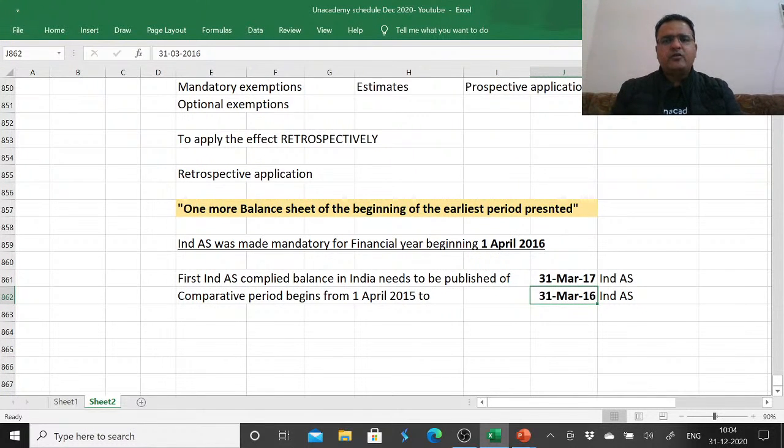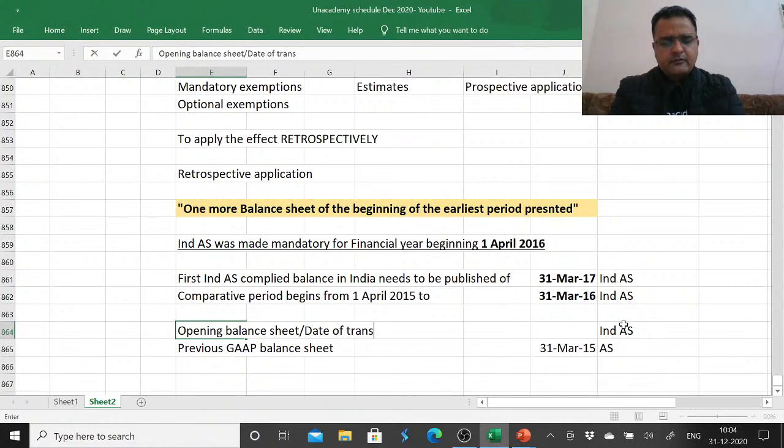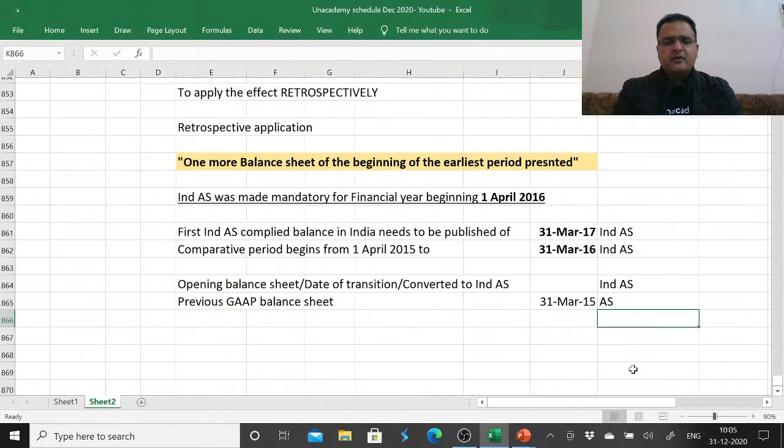So wherein we bring in the effect, that means the opening balance of 1st April 15 should have the new changes, the new accounting, the new principles, the new rules. So the 31st March 2015 balance sheet, which is based on AS, which is also known as the previous GAAP balance sheet, was picked up and converted to Ind AS. The converted balance sheet, or the opening balance sheet, in other words we call it the date of transition in India, is the balance sheet in which we applied Ind AS 101.